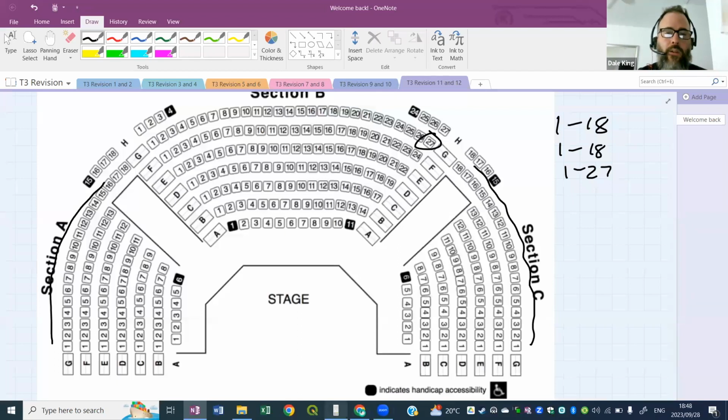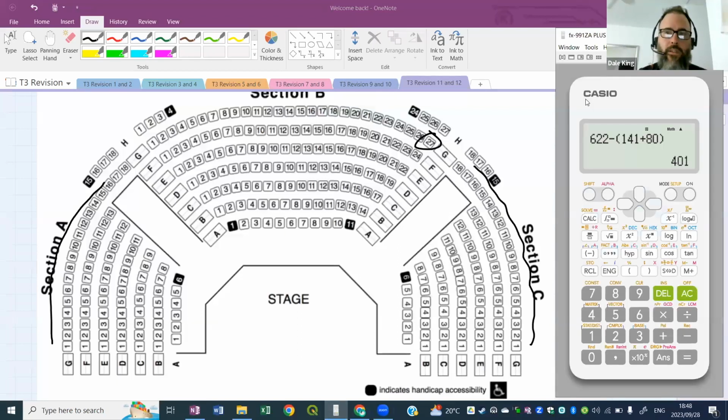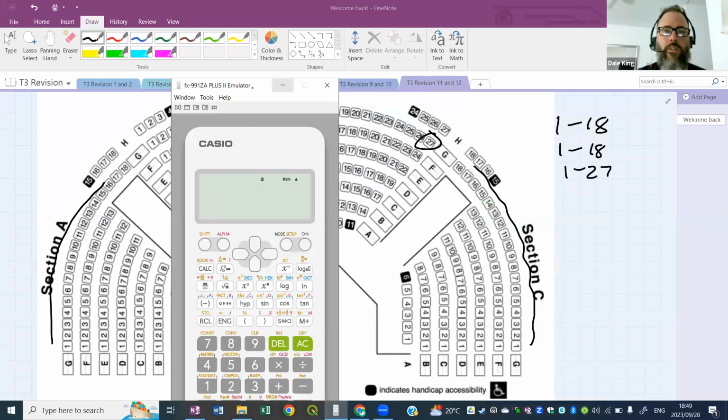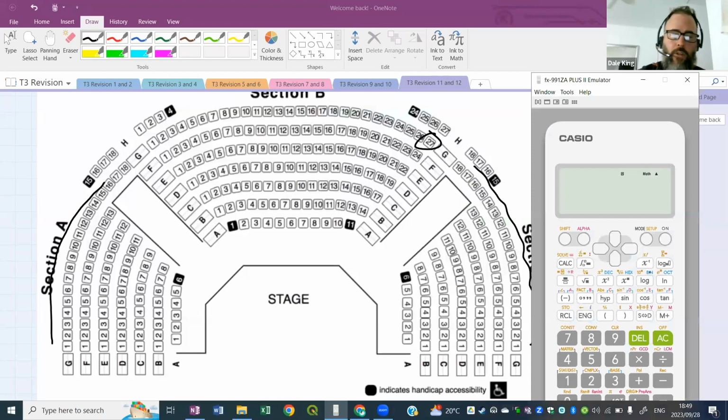Oh my word, guys. All right, I would use the calculator for this. I wouldn't even write it down. I would not write this down in your exam script. I would just use the calculator for this. So let's try it out. I'm going to use brackets. Okay, so the top row, we've got 18 plus 18 plus 27 in the top row.